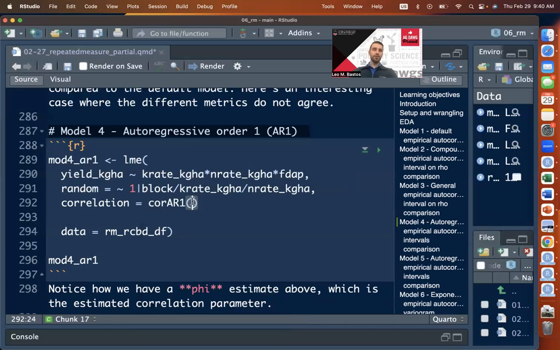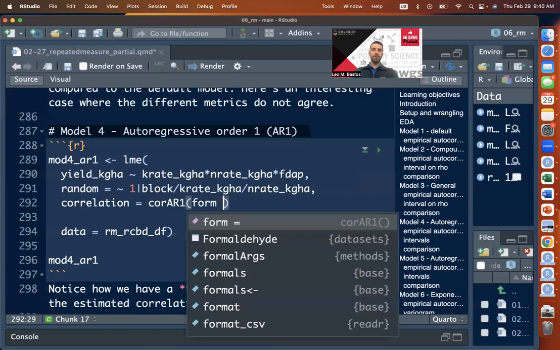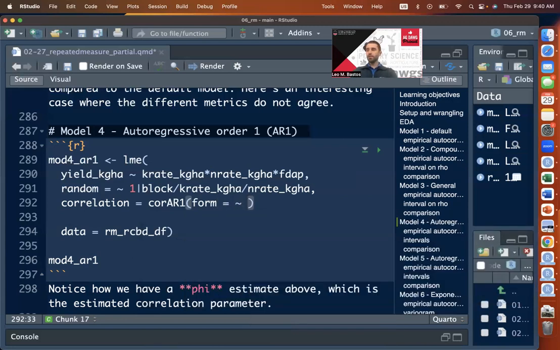And really, we're just going to use the argument called form to say that it is over DAP. If you remember our data set here, RMRCBDTF, it has the factor days after planting, which we forced to be a factor, and we also have the numerical days after planting. The reason we're using the factor up here in the fixed effects and the numerical in the correlation is because we want the means of each one of those days. If we want the mean, it has to be a factor.